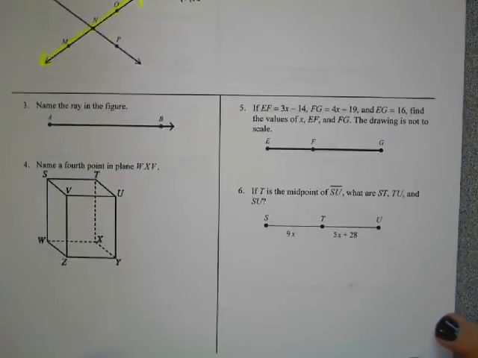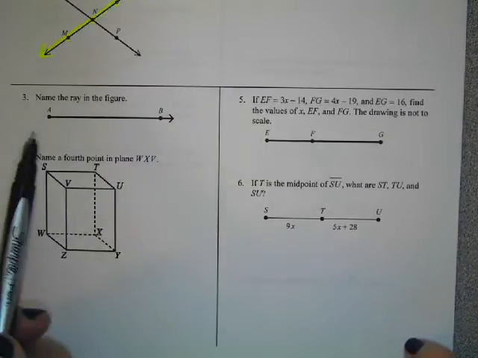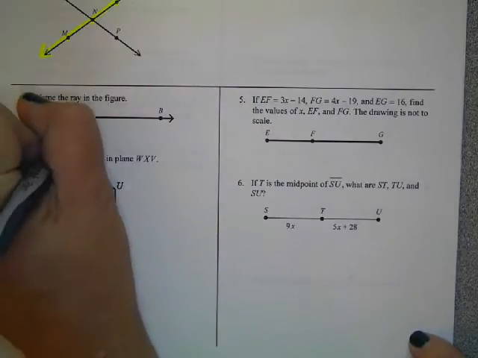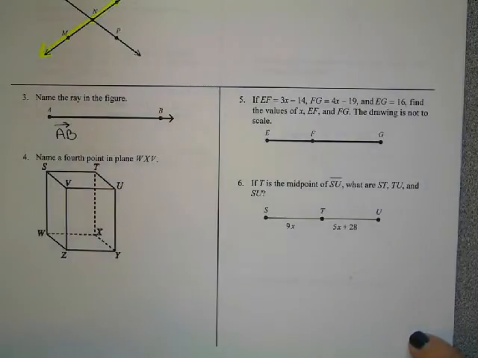For number 3, we need to name the ray. The key here is the ray has to be named with the end point first. So this would be ray AB, and again, the ray symbol.